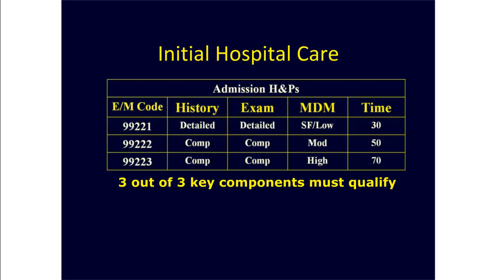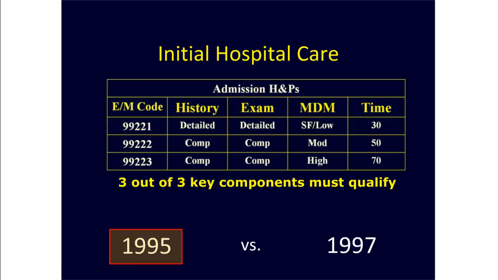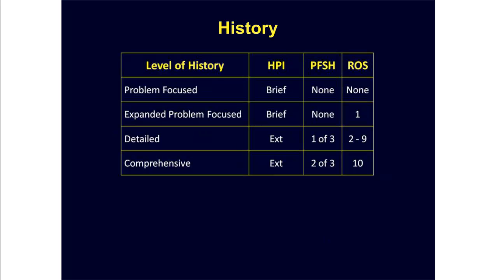For these encounters, all three key components are needed. You can use either the 95 or the 97 guidelines. In this case, the 95 guidelines work out better for the doctor. Here's the table we use to figure out what level of history has been recorded.